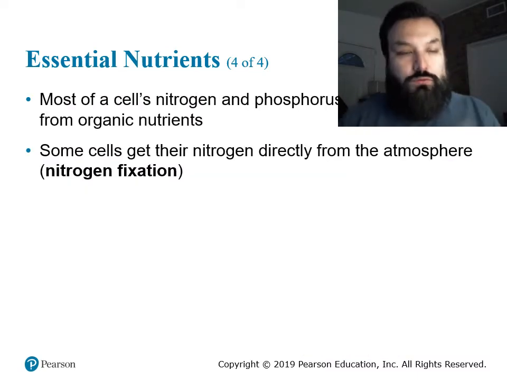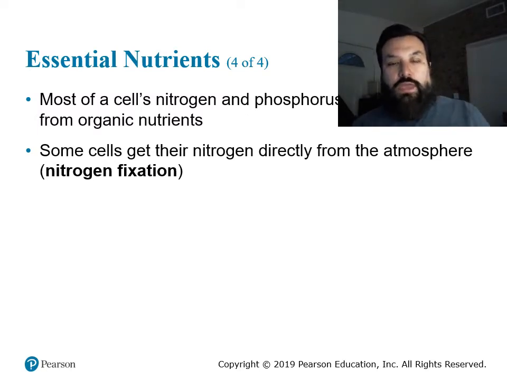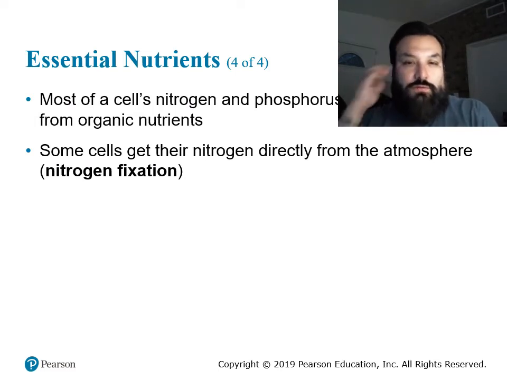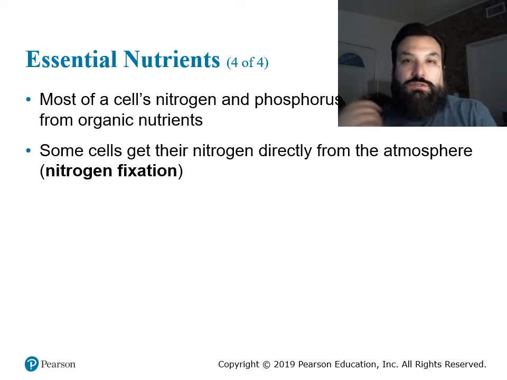Most of the nitrogen and the phosphorus can be taken from the organic nutrients. When organisms bring in organic nutrients, they will usually pick nitrogen and phosphorus from the actual organic molecule. For example, proteins and lipids contain nitrogen or phosphorus, and nucleic acids contain nitrogen. So they can pull those sources from those areas.